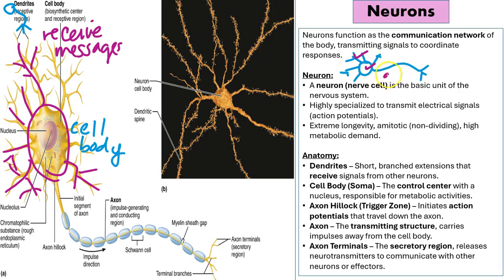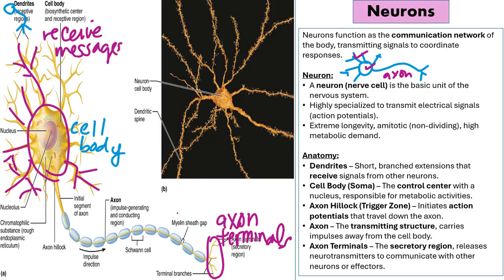Now let's talk about the axon here. As you can see, the axon is going to be a part of our transmitting structure. Now, at the end of the axon, you have the axon terminals. Okay? That's what this is here, the axon terminals. And again, the goal is to make sure that they are going to give that signal that they just received to another neuron, right? So that's how they're able to communicate. And that's literally called the secretory region, because you're going to secrete or release neurotransmitters to communicate with other neurons or effectors as well.